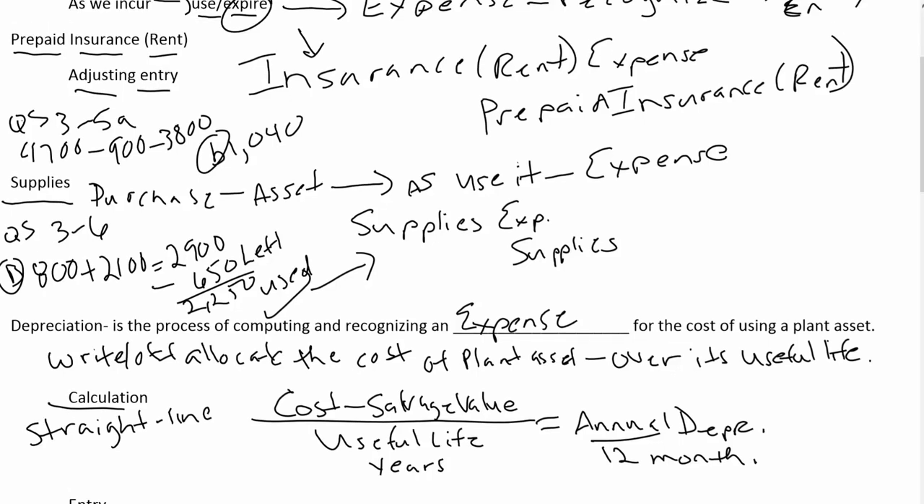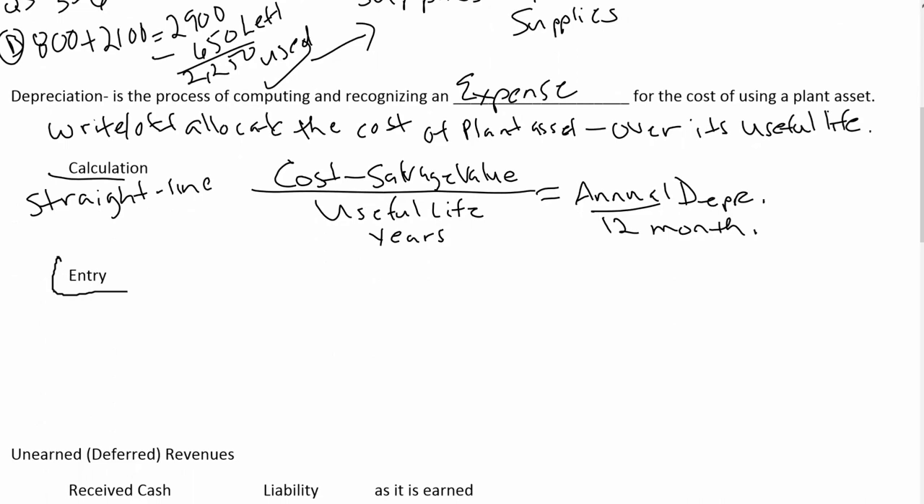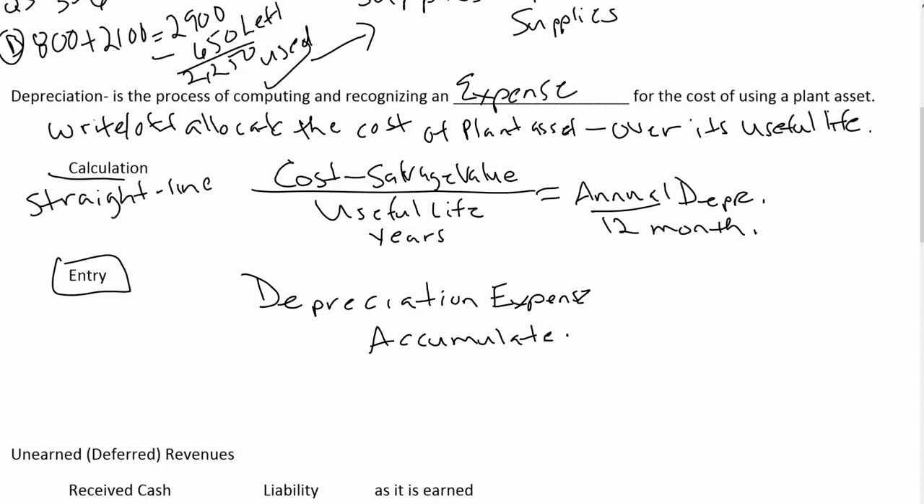The entry that we do for depreciation is we would debit depreciation expense, and we would credit accumulated depreciation. Accumulated depreciation is a new account. I'm going to pull a T account under here that you haven't seen before.